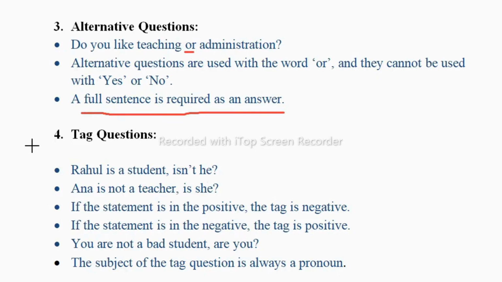Let's see the next one, tag questions. Tag question is also very easy. Definitely you'll get this type of question in your exam. Now it is very simple. First you have to see the sentence carefully and you have to see the verb as well to make the question tag.